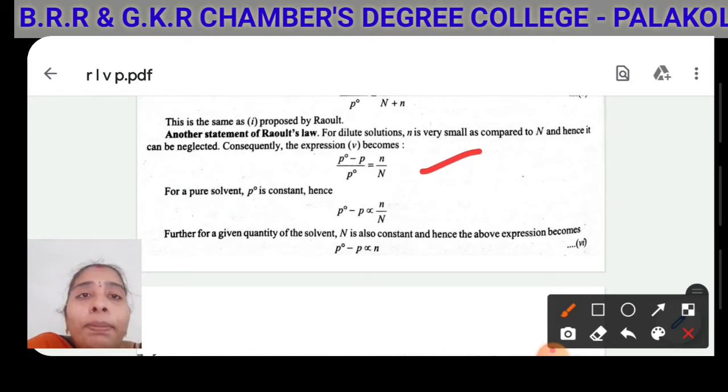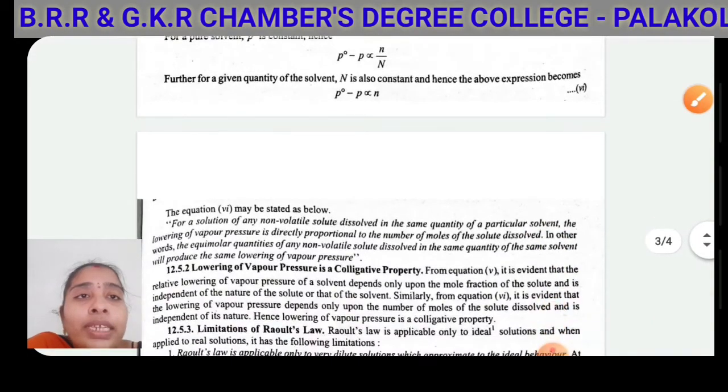For a pure solvent, P0 is a constant, hence P0 minus P is proportional to small n by capital N. Since P0 is a constant, it is removed and the proportionality is introduced. Further, for a given quantity of the solvent, capital N, the number of solvent molecules, is also constant. Hence the above expression becomes P0 minus P is proportional to small n. So this equation 5 may be stated as below.